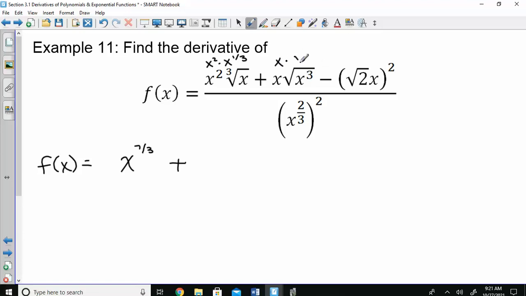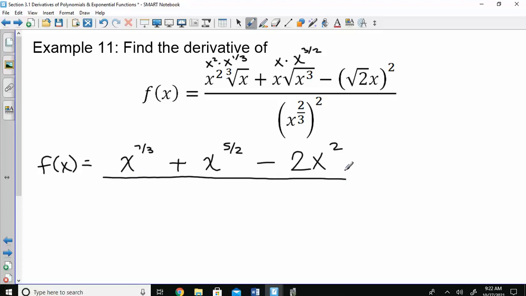This one, we have x times the square root of x to the 3rd. That would be x to the 3 over 2 power. So if you add x to the 1st, so 2 over 2 plus 3 over 2 is 5 over 2. Minus the square root of 2 squared would just be a 2, x to the 2nd. On the bottom, when you have a power to a power, what do we do? So that's x to the 4th.